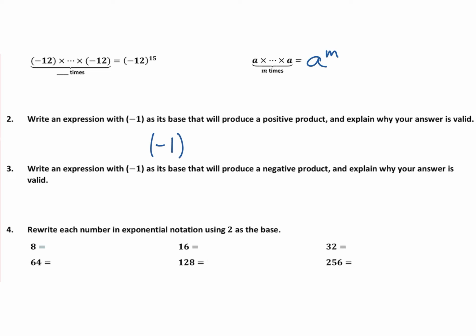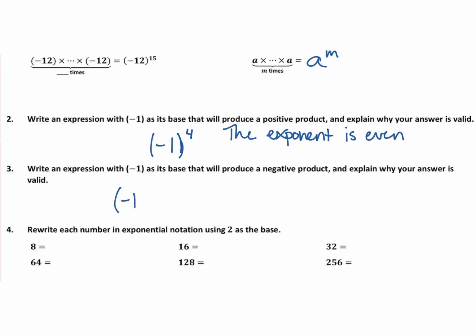If I multiply -1 3 times, well, -1 times -1 is +1, and then times a -1 would make it negative. So that doesn't work. But if I did it one more time, it would get back to a positive number. This works because the exponent is even. If you have an even number, then the result will be positive.